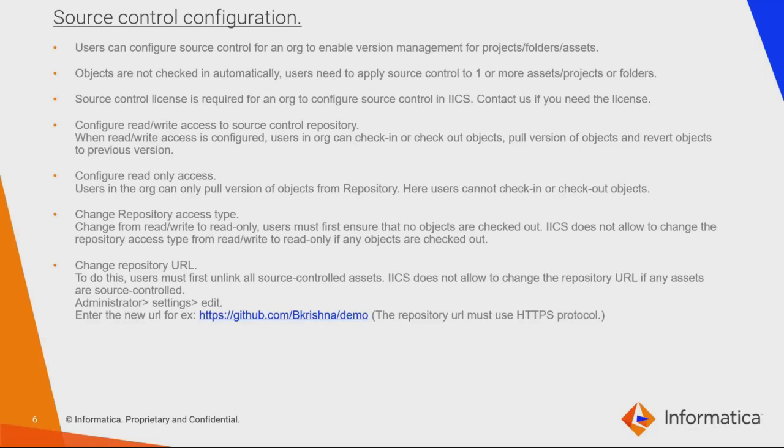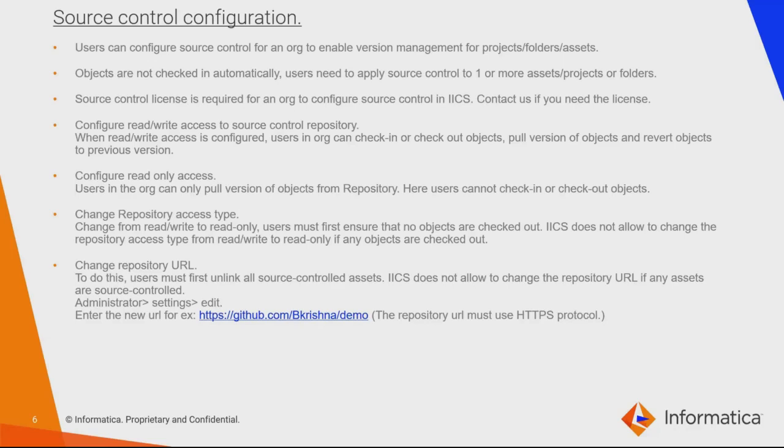Change repository URL. So say, for example, I'm connecting to a version A of GitHub and I want to change the URL, I want to connect to a different GitHub instance. So this is how I basically go ahead and change the repository URL. So users must first go ahead and unlink all the assets, because Informatica Cloud does not allow to change the URL unless all of the assets are unlinked.